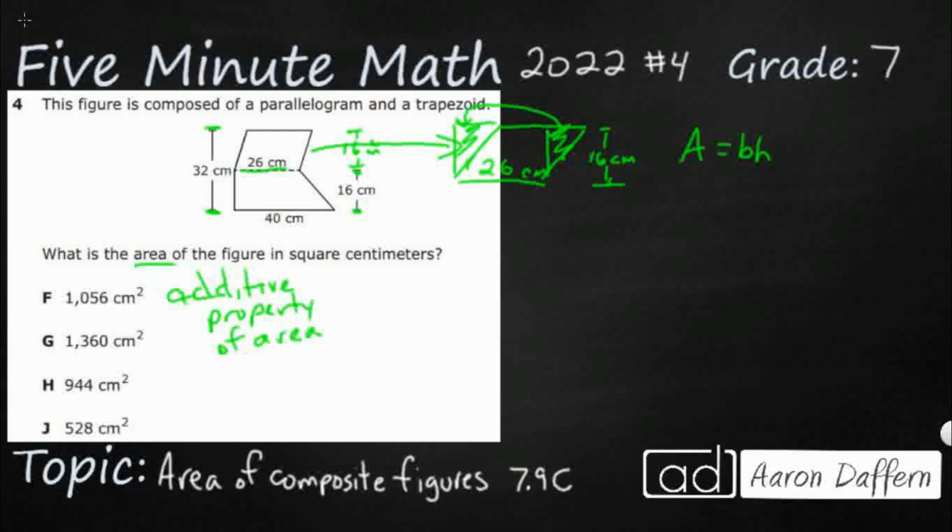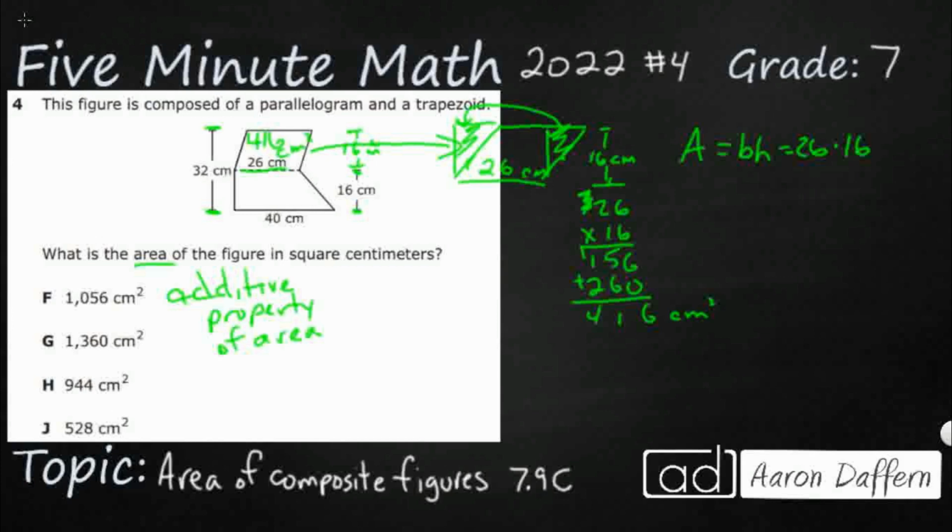All right, so our base is going to be 26. Our height is 16. Let's figure out what that is. 26 times 16: 6 times 6 is 36, 6 times 2 is 12, 15, then a 0, and then we'll do a 26. 6, 11, 416. Not an option, which it shouldn't be because this is only half. But now we can label this as 416 square centimeters.